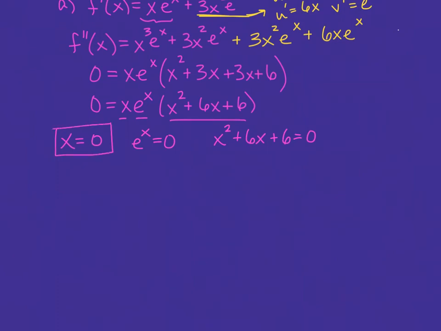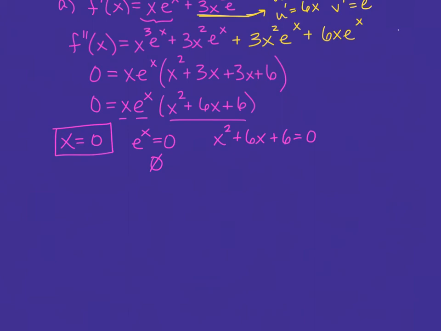In the second one, e to the x equals 0 has no solutions. If you recall, anytime we have an exponential function, meaning a base that is a positive non-1 number, like e is 2.7, this can never be 0. No matter what x value we plug in here, we'll always get a positive number out, and therefore we'll never get 0 out. So this does not provide us any solutions. There's no x value that works.